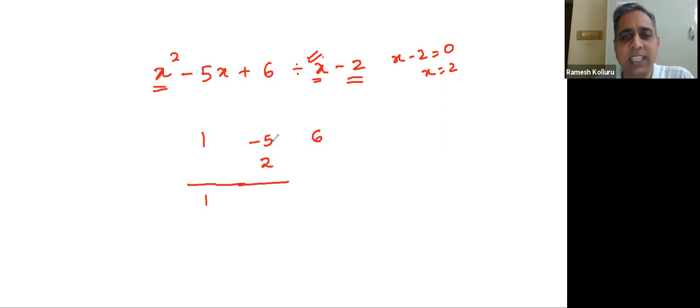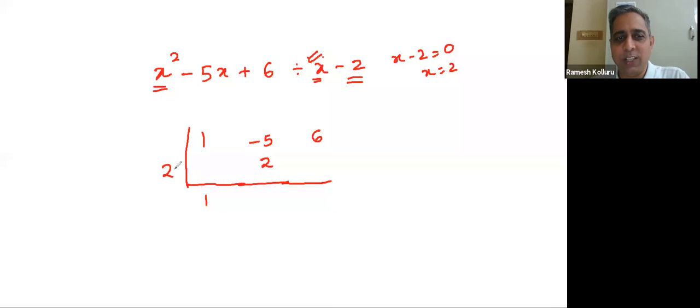Here 1, 5, 6, how are we getting this? Generally we write it like this to make it easier for ourselves. This is also called the division process. Okay, so here 1 we are dropping down as it is, right?